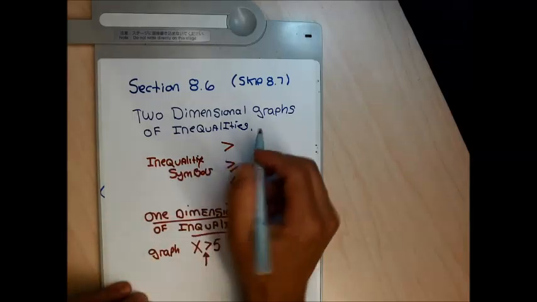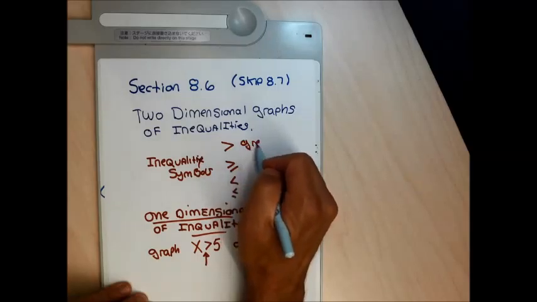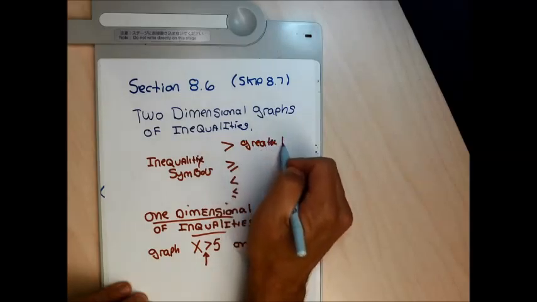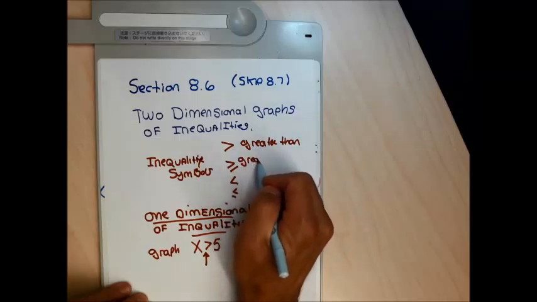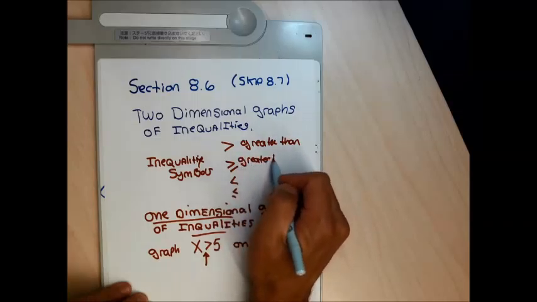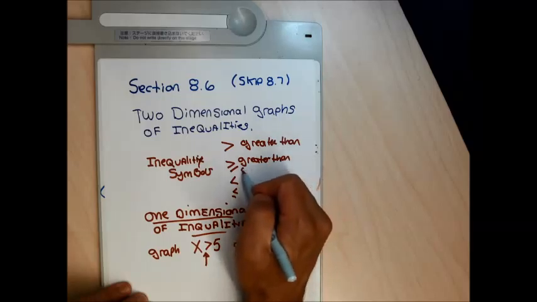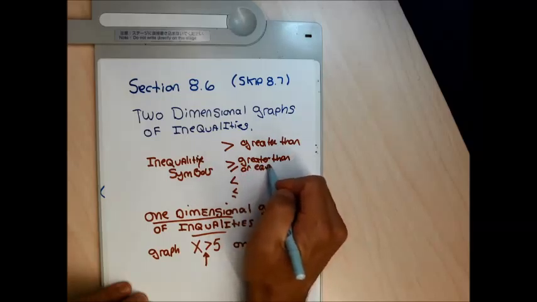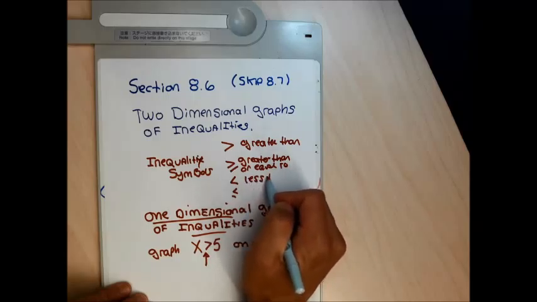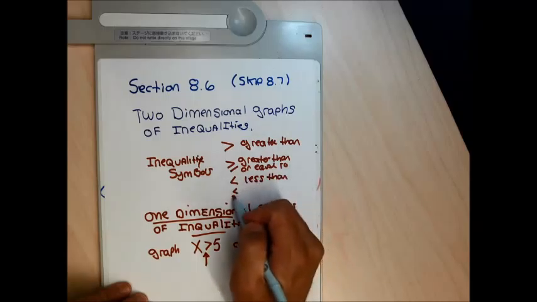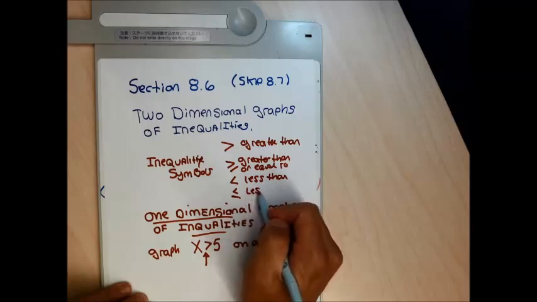I might as well write these down. This is greater than. This is greater than or equal to. This is less than. And the last one is less than or equal to.